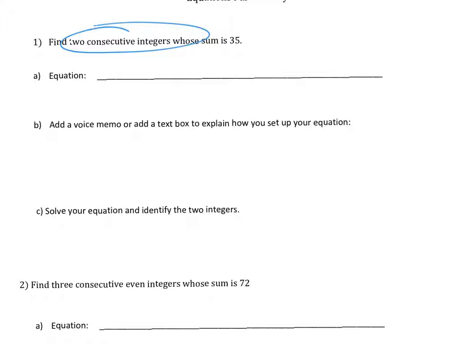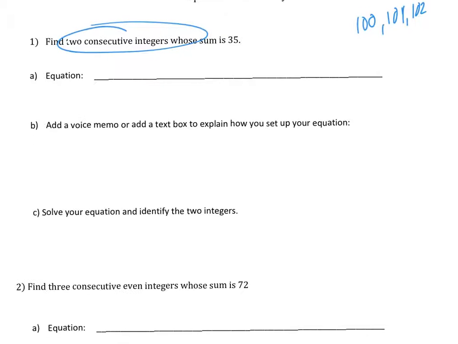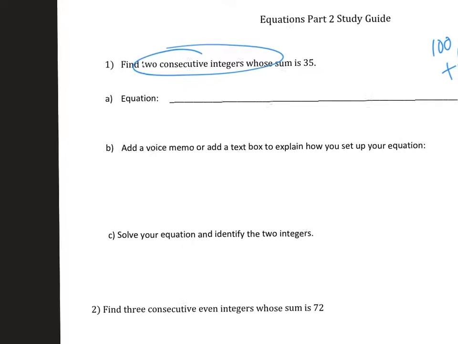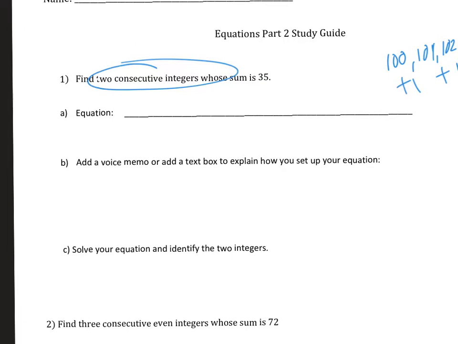Remember, consecutive means like 100, 101, 102, for example. Numbers that are just one right after the other, and those always increase by 1, because obviously 101 is bigger than 100, and 102 is 1 bigger than that. So these are always increasing by 1. That's what consecutive integers are.